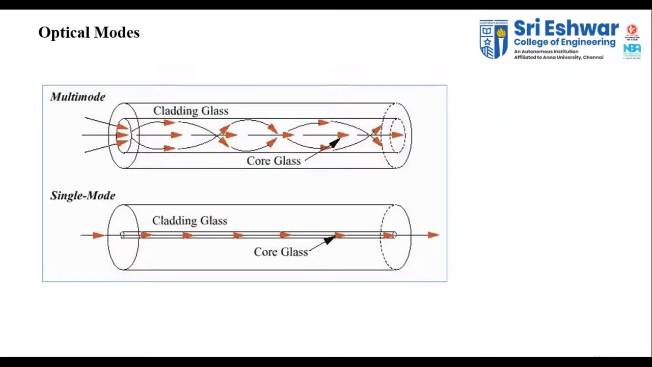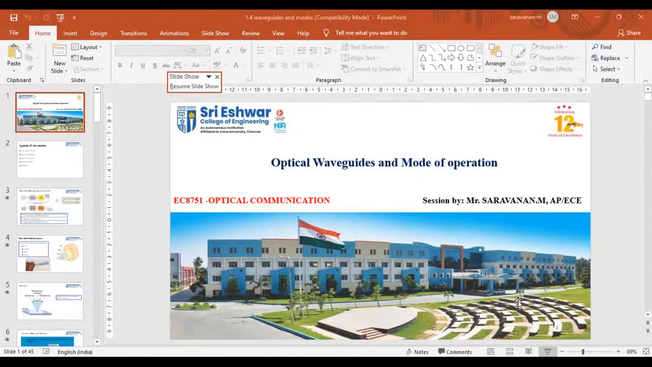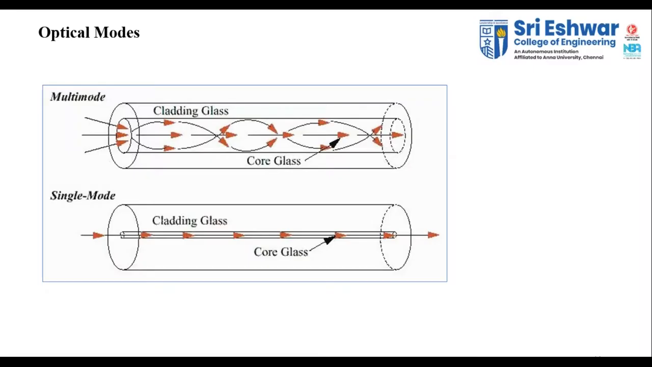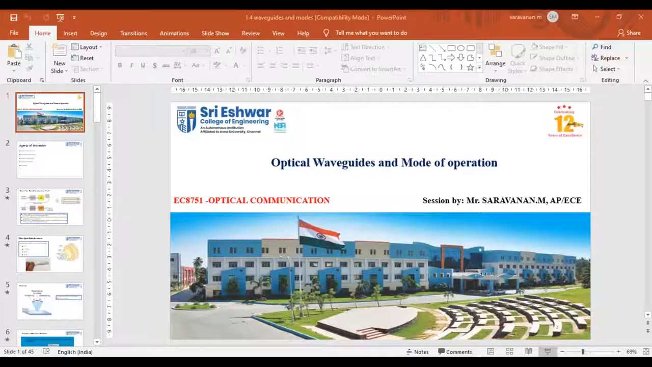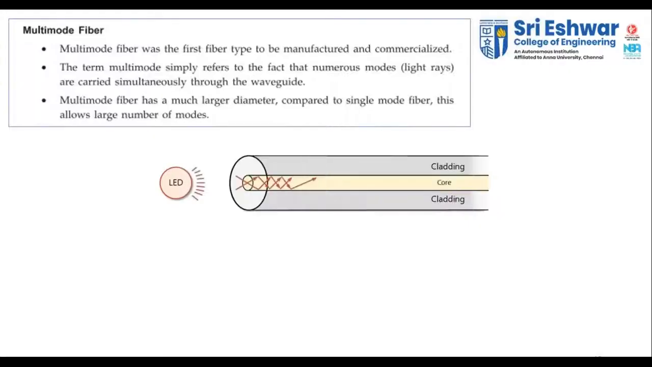The next one, mode of operation: single mode and multi mode. What is single mode? Only one signal is passed. Multi mode means multiple signals are passed. Here, signal is nothing but light rays. In single mode a single light ray is passed, that is a single signal, and multi mode means multiple light rays. Please go through the diagram, which is an example of multi mode.